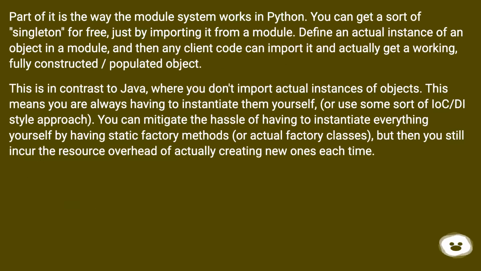Part of it is the way the module system works in Python. You can get a sort of singleton for free just by importing it from a module. Define an actual instance of an object in a module, and then any client code can import it and get a working, fully constructed and populated object. This is in contrast to Java, where you don't import actual instances of objects. This means you are always having to instantiate them yourself, or use some sort of IoC/DI style approach. You can mitigate the hassle of having to instantiate everything yourself by having static factory methods or actual factory classes, but then you still incur the resource overhead of actually creating new ones each time.